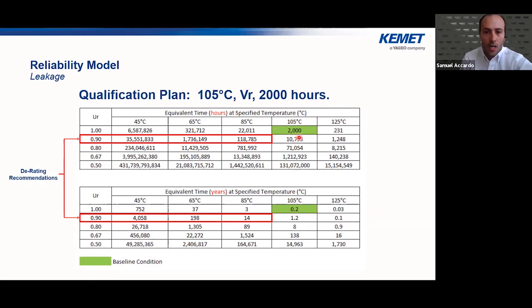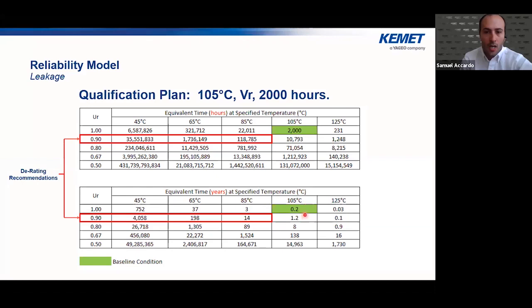Again, this is KEMET's T520 series. Its rated temperature is 105, not 125, which gives a life of 0.2 years. As we begin to derate the temperature, the life increases. Up to, let's say, 45 degrees C, the life is going to be 752 years.